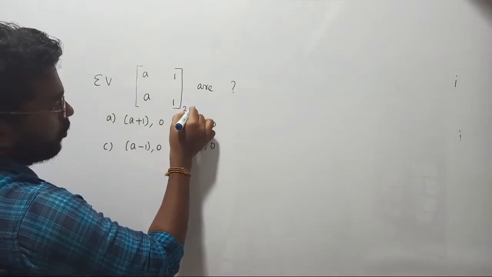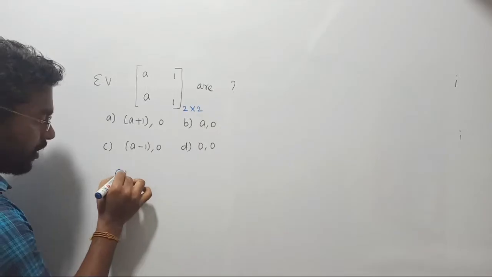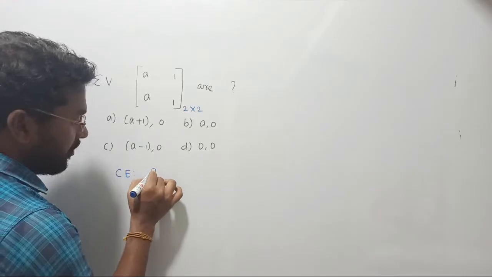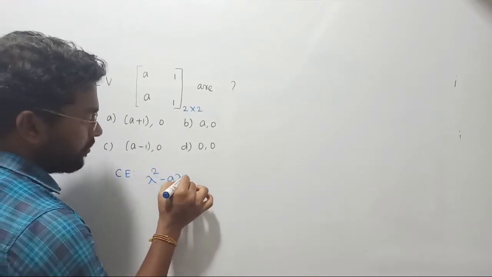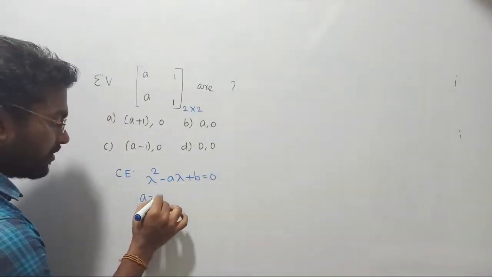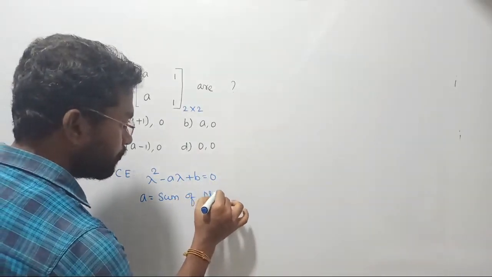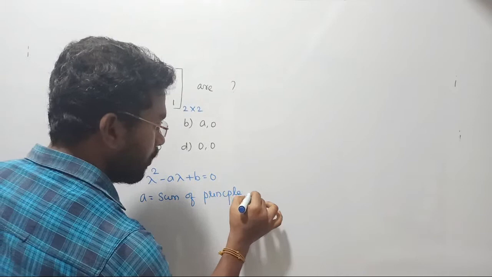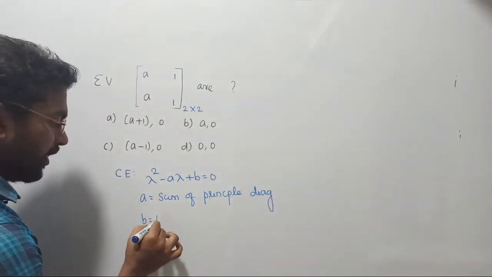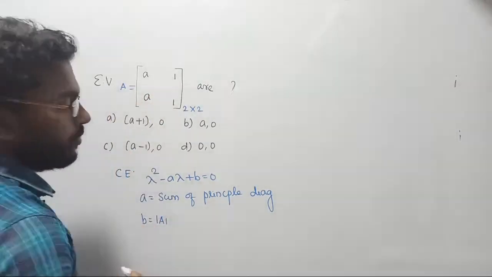Since it is a 2 cross 2 matrix, how will you find the eigenvalue? First we should write the characteristic equation for the given matrix. For a second order system, the characteristic equation is lambda square minus a times lambda plus b equal to 0, where a is the sum of the principal diagonal and b is the determinant of the matrix.